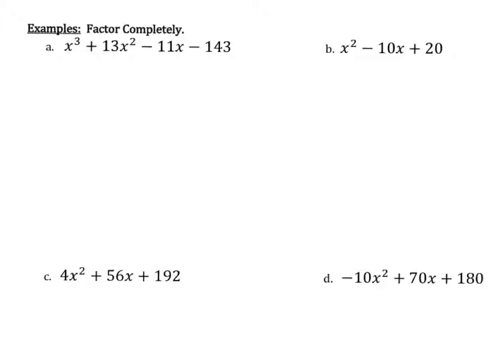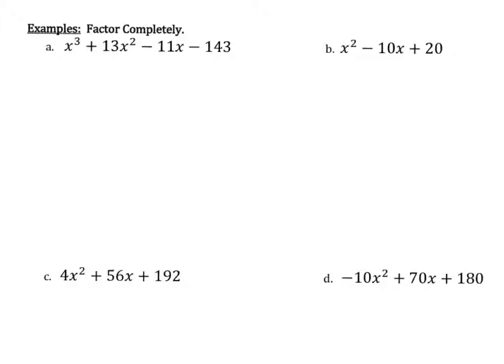In this example, I have in part A 8x to the 3rd power plus 13x squared minus 11x minus 143. First step here is to factor out the GCF. Every single time I'm going to think of that. There is no GCF in this example, and so I'm going to count the number of terms. I have 1, 2, 3, 4 terms, and so when I have 4 terms, the only way to factor is to factor by grouping.